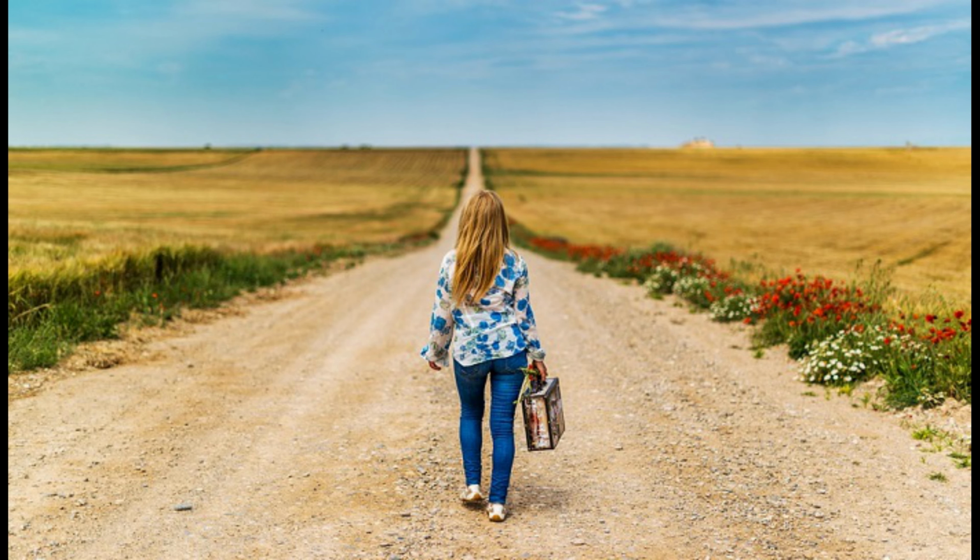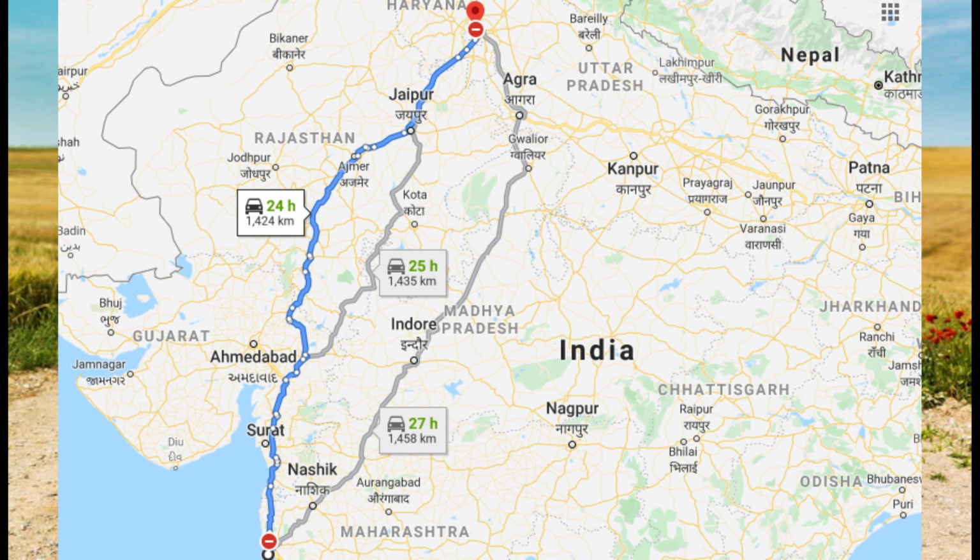A person wants to go from Mumbai to Delhi by a bike. So he opens Google Maps on his mobile phone and searches the shortest path from Mumbai to Delhi. I hope you notice that our topic is related to the shortest path. So let's discuss the topic.